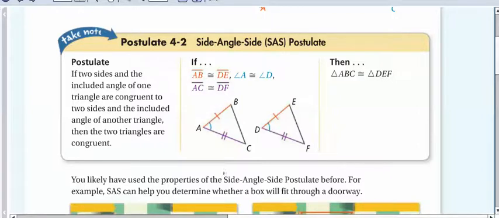So what they're saying in this picture is that if AB is congruent to DE, and then AC is congruent to DF, then if these angles, the included angles, are also congruent, then triangle ABC is congruent to triangle DEF. Okay? Make sense? Alright, good.